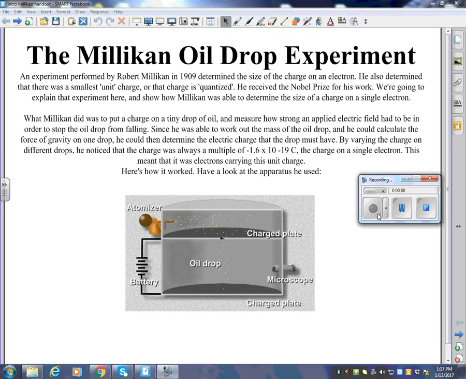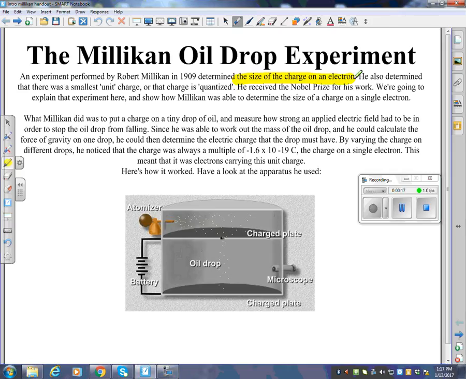Let's begin. So, the Millikan oil drop experiment. Again, I'm going to fill in the gaps here for you today. So, an experiment performed by Robert Millikan in 1909 determined the size of the charge on an electron. That was basically his actual purpose, right? He was trying to find out how much charge there was on a single teeny tiny electron.